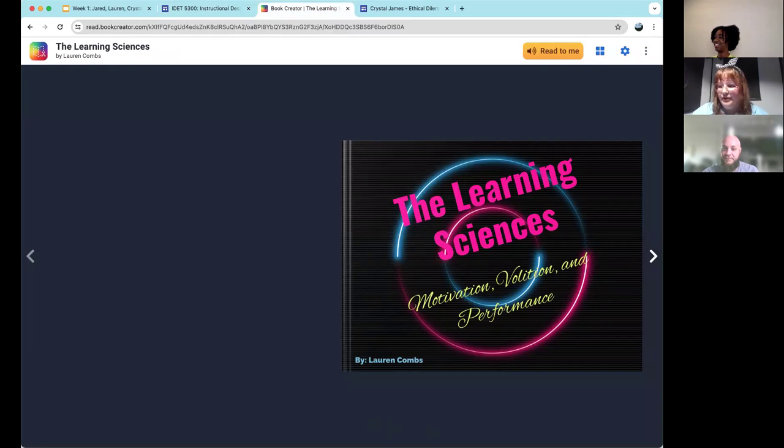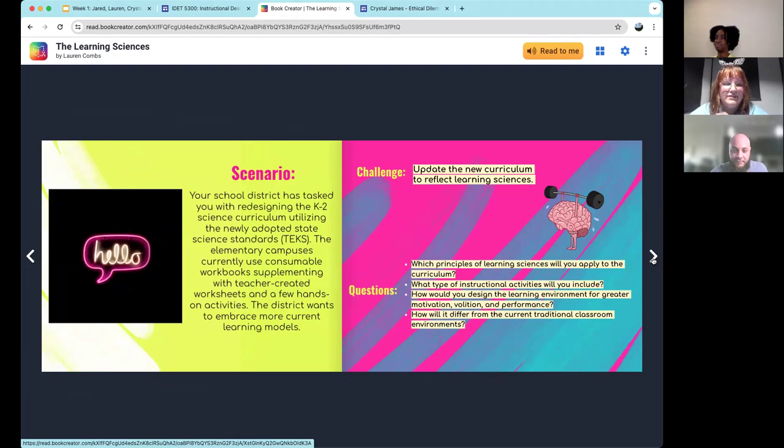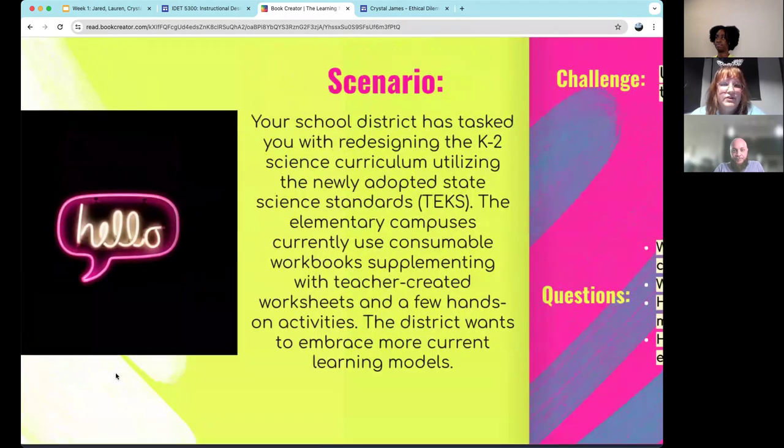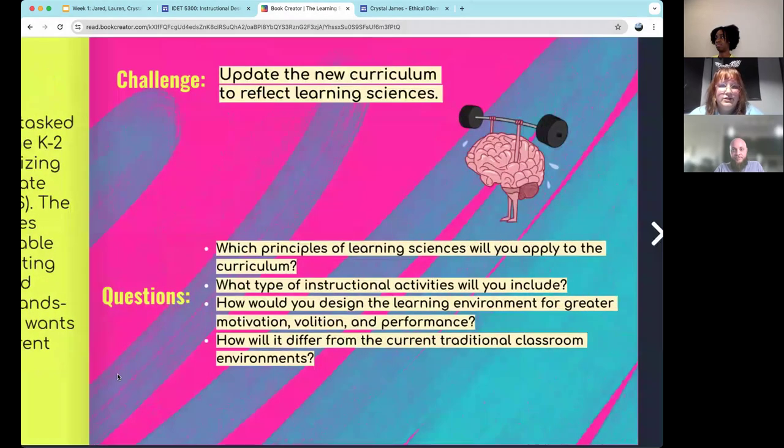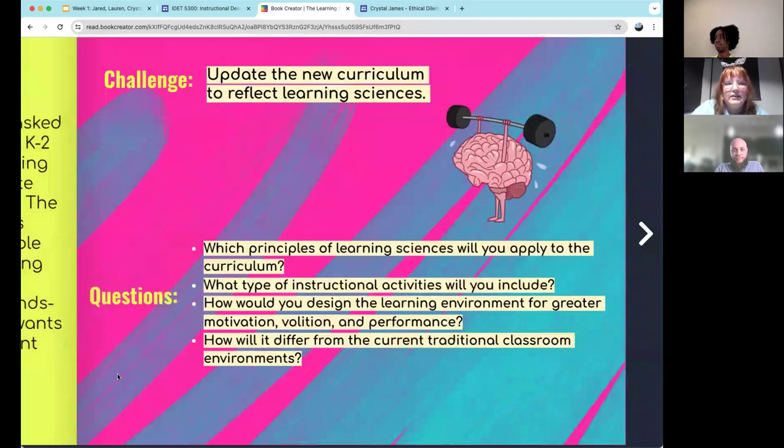All right, so for my portfolio artifact, it was over a curriculum redesign scenario, and it focused on the different learning sciences. So the scenario is your school district has tasked you with redesigning the K-2 science curriculum utilizing the newly adopted state TEKS. The elementary campuses currently use consumable workbooks, supplementing with teacher-created worksheets and a few hands-on activities. The district wants to embrace more current learning models. So then our challenge is to update the new curriculum to reflect learning sciences.